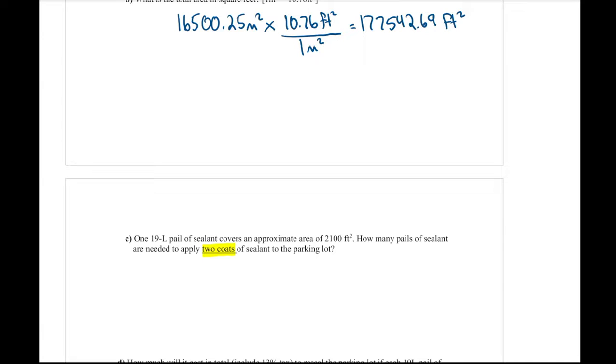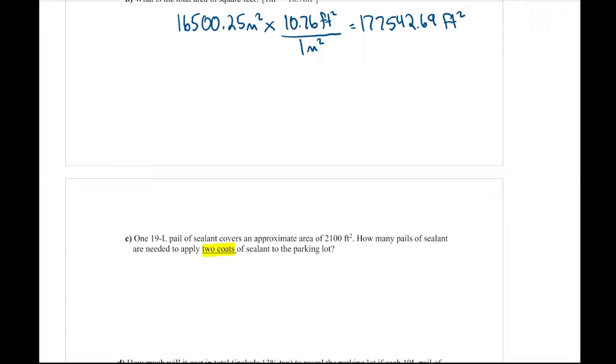So there's different ways you could do it. You could double your area in square feet from the last question, because you have to apply 2 coats. Or you can figure out how many pails I need for 1 coat, and then just multiply that by 2. Either way, you should work out to the same answer.